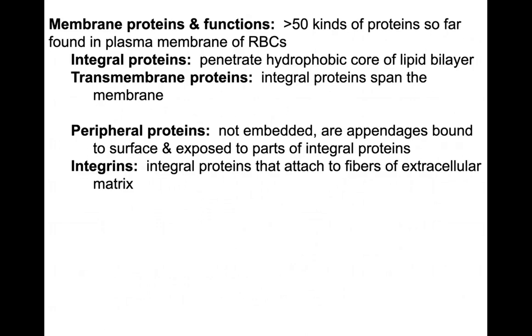So when we look at membrane proteins and functions, there's over 50 different kinds of proteins so far that have been found in the plasma membrane of red blood cells alone. So this just kind of summarizes here. Integral proteins will penetrate into the hydrophobic core of the lipid bilayer. A transmembrane protein is going to be an integral protein that spans the entire membrane. Peripheral proteins, they're not embedded, they're appendages bound to the surface, and they can be exposed to parts of integral proteins. And then the integrins are integral proteins that will attach to fibers of the extracellular matrix.